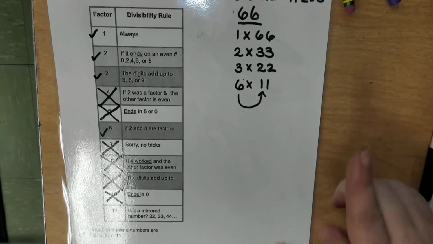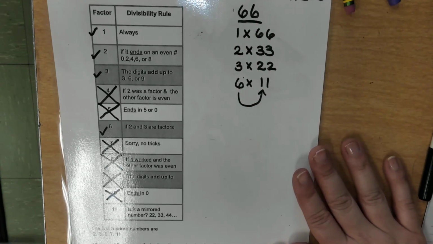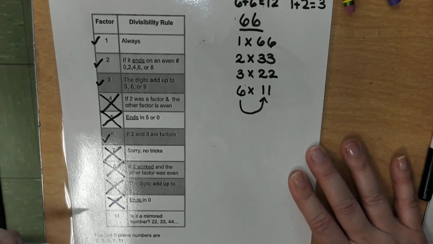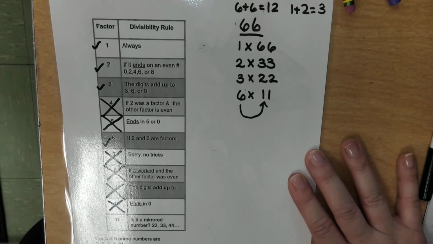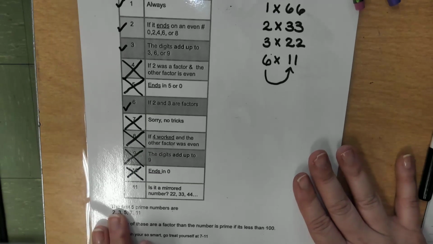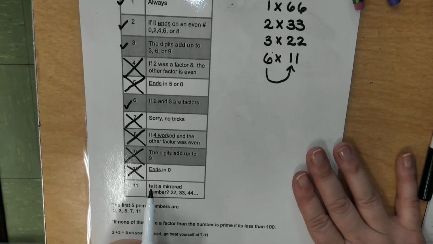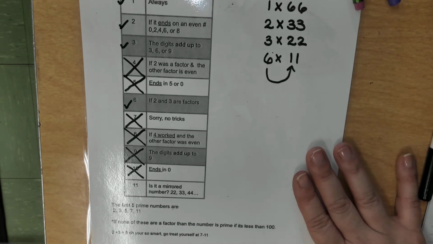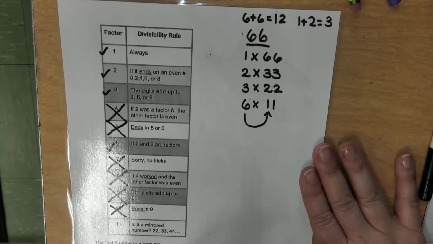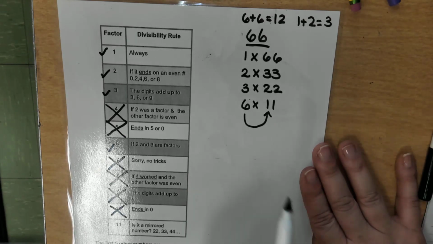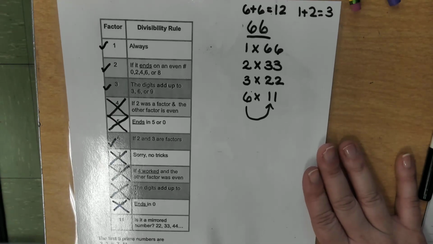11. And now we are on the other side of our chart. And once we've done this, because we went in an organized manner, we have found all the factors for the number 66. Let's just look at the rule for 11 anyway. It says, is it a mirrored number? When 2 looks in the mirror, he sees 2. When 3 looks in the mirror, he sees 3, and so on. When 6 looks in the mirror, they see 6. That is a mirrored fact, and it makes sense that 11 is on there.